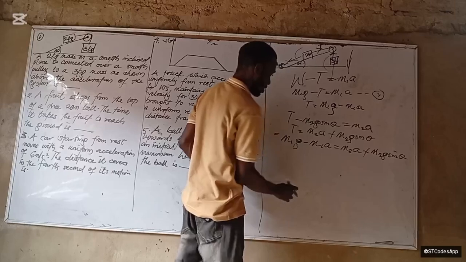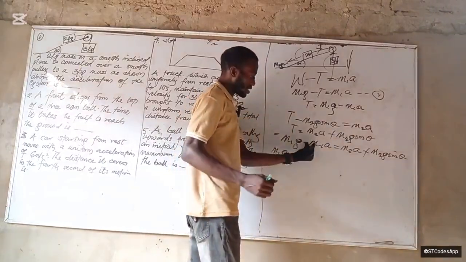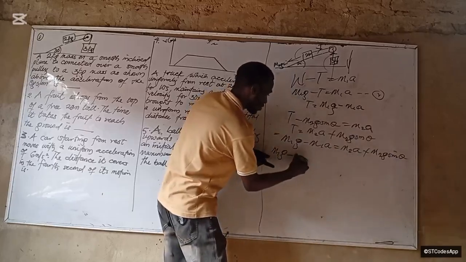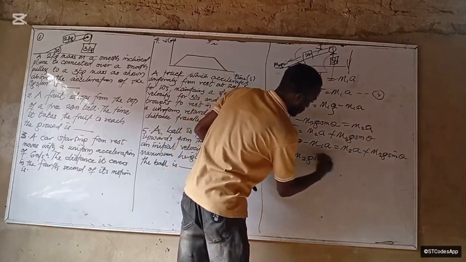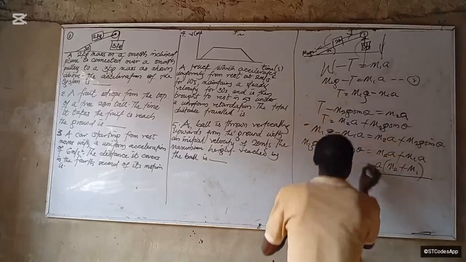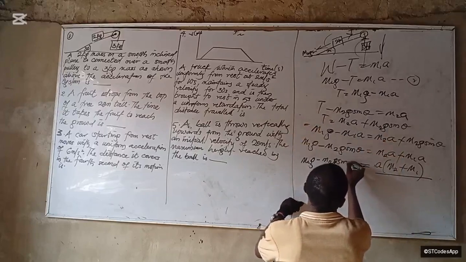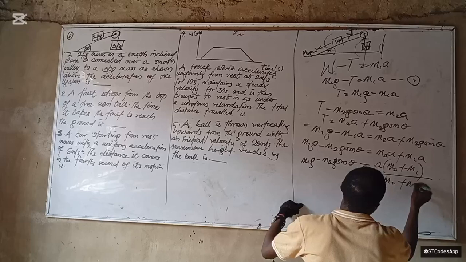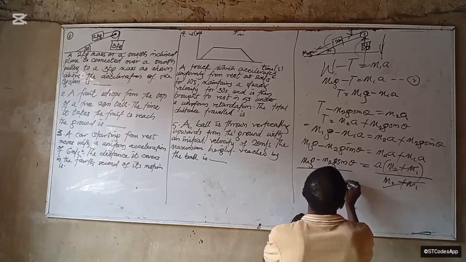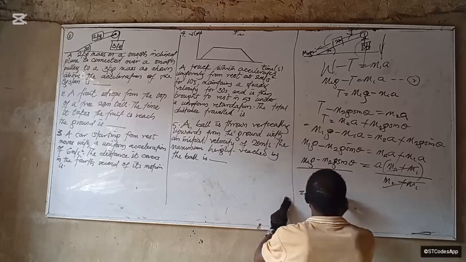So let's collect the a terms together. My idea is to make this positive, so I'm bringing this here. M1G minus M2G sine theta is equal to M2A plus M1A, so M1G minus M2G sine theta equals A into M2 plus M1. You are still with me, right? Then you might be asking, Master, is this the formula generated by this? See, for this system, this is always the formula. Is that okay?